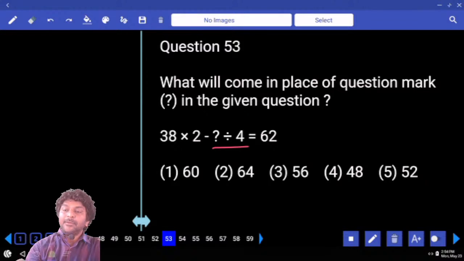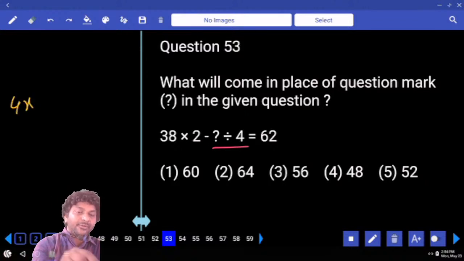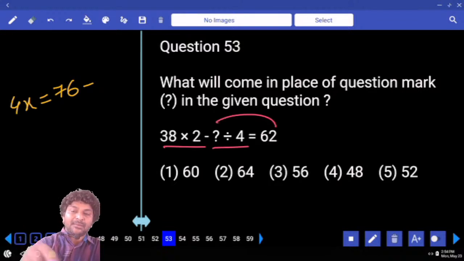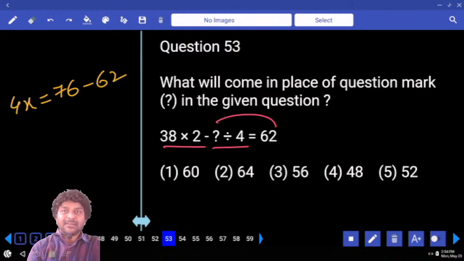Right. Minus 4 into x, correct? That goes to the other side. 4x value. 38 2 times 76 minus. Left hand side number comes to left hand side. Right hand side number comes to left hand side.